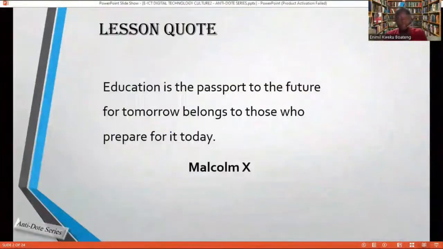If you're a familiar person, then you would know that for every tutorial, I pull up a quote and then explain it. However, this quote is straightforward and I don't think it needs any explanation. Education is the passport to the future, for tomorrow belongs to those who prepare for it today. That was said by Malcolm X.